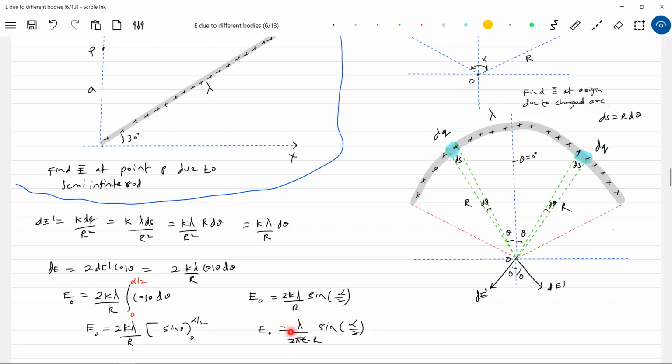So what is lambda by 2 pi epsilon naught r? That is due to a line charge. Due to an arc, what happens? Sine of half of the angle subtended. For the exam, you have to remember this, otherwise there will be a lot of confusion. This will be much easier. So the field due to an arc is the field due to a line charge, lambda by 2 pi epsilon naught r, of a long rod, into sine of half of the angle subtended by the arc, at the center of the arc.